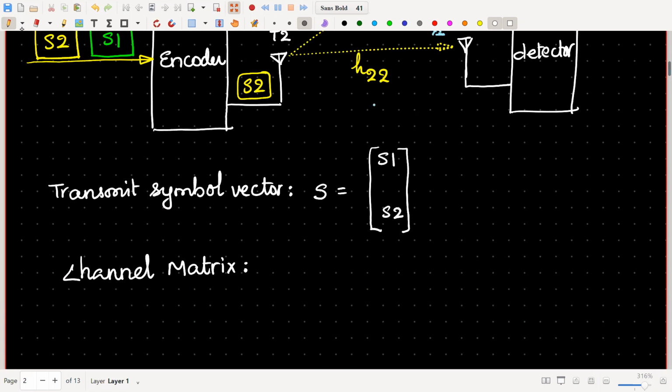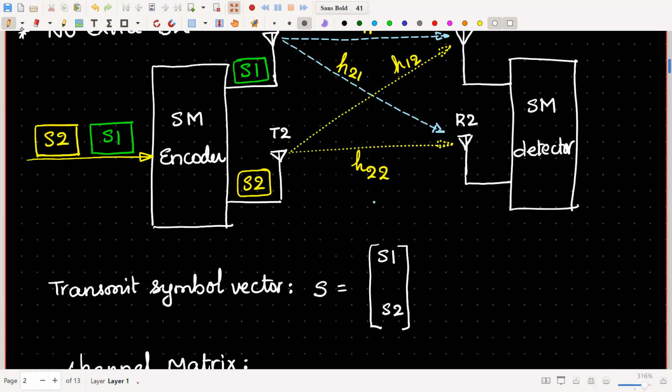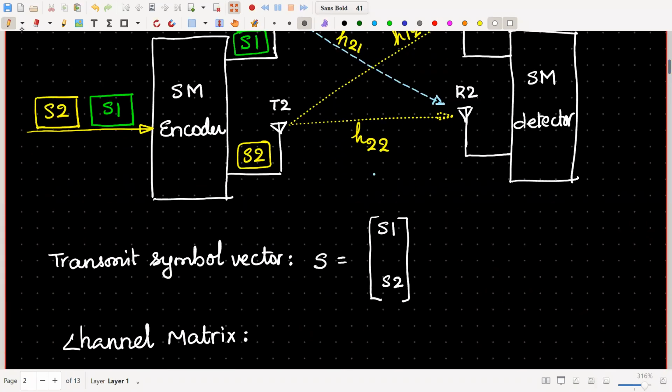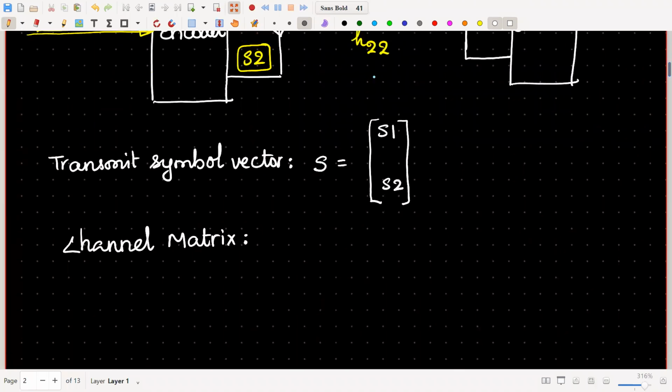So for now, let's model this spatial multiplexing. Our channel matrix is H. This is the transmit symbol vector S, channel matrix H. So H is nothing but the 4 fading coefficients. I'm taking it row wise. Row corresponds to receiver antennas, column corresponds to transmitter antennas. That we'll see.